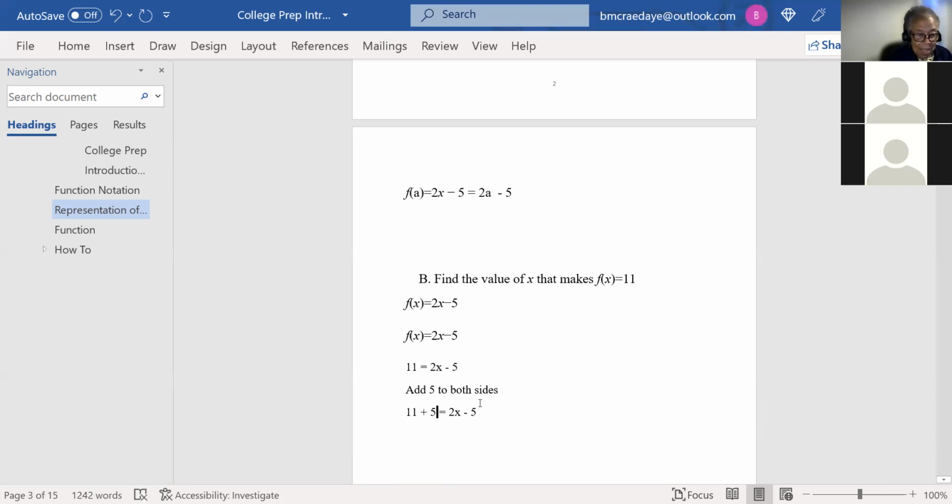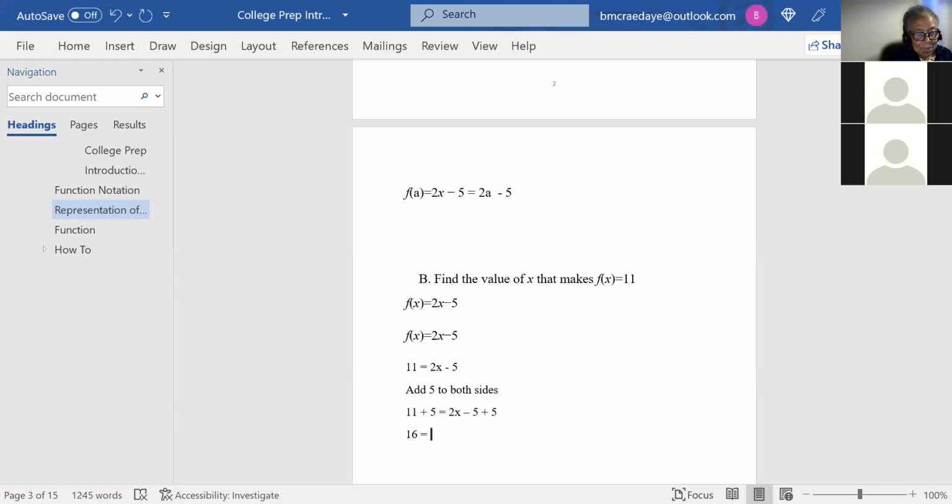And we'll add 5 to the right. So what do you have on the left side, Chastity? 11 plus 5. And what's that equal to? That's 16, right? And what do you have on the right side?